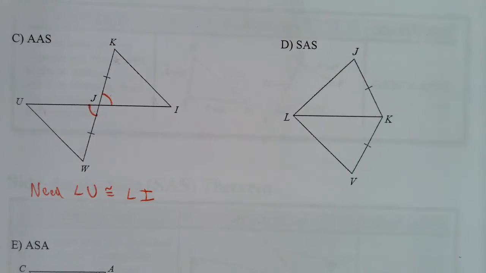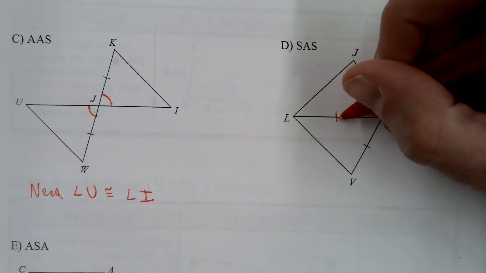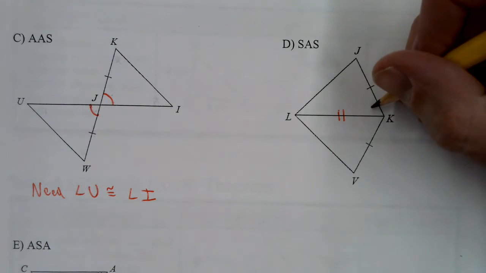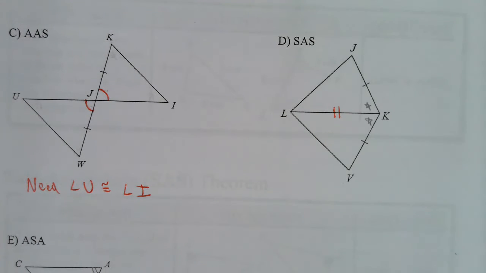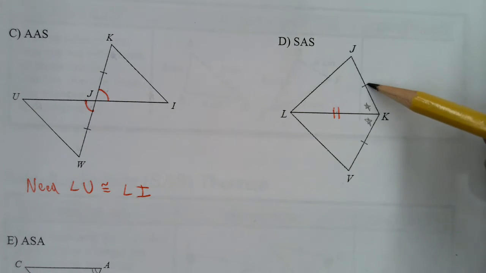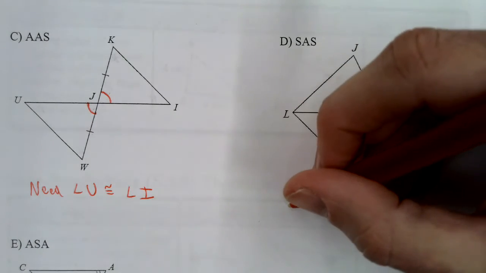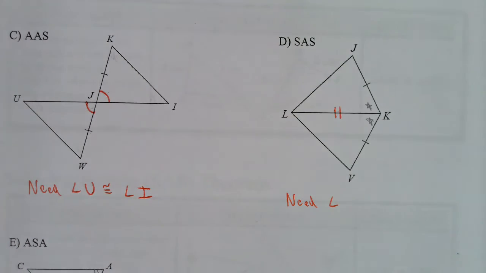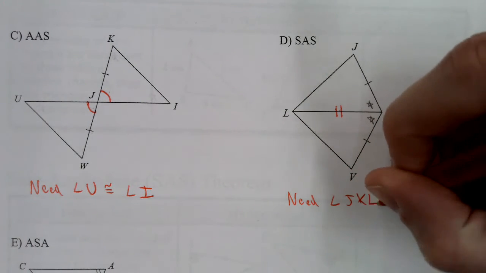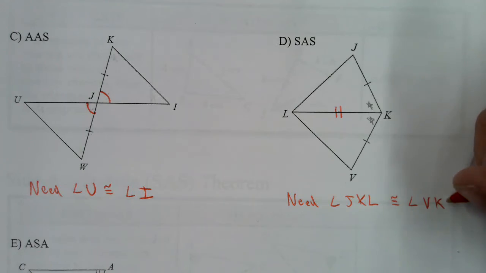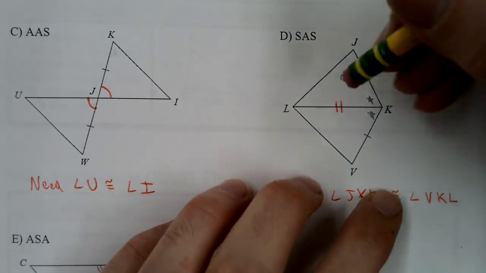This next one, what do you need for side, angle, side? Well, you already have this side congruent to itself. You should know that. You do not need to be told that. You need side, angle, side, so you need this angle with the star and that angle with the star, because then it goes side, included angle, side. And make sure you label that with 3 letters. That way you know what angle you're talking about. If you just say angle K, that's confusing. You need angle JKL to be congruent to angle VKL. That's what you need for side, angle, side.